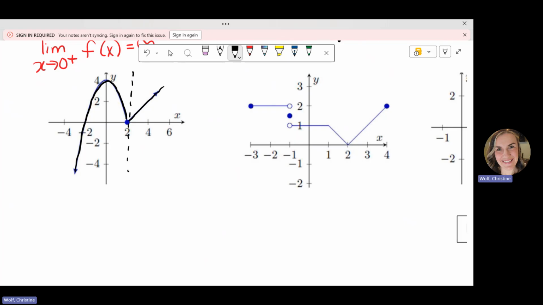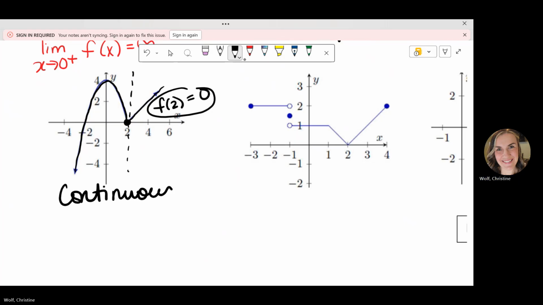So my limit on the left and my limit on the right are equal to each other. So when they are equal to each other, we then have to check, okay, what is the actual value of the function at that point? F of 2 right here, that gives me a y value of 0. So everything equals 0. The left hand equals 0, right hand equals 0, and this equals 0. When all 3 of those things happen, that means it's continuous. We don't have any issues here.